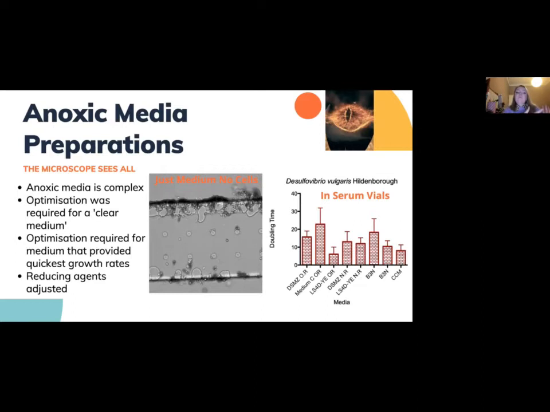So they had worked with E. coli, with doubling times of, say, 20 minutes, whereas we're looking at doubling times of, so this was Desulfovibrio vulgaris, so this is in hours here. So we wanted to get the quickest growth rates, basically.